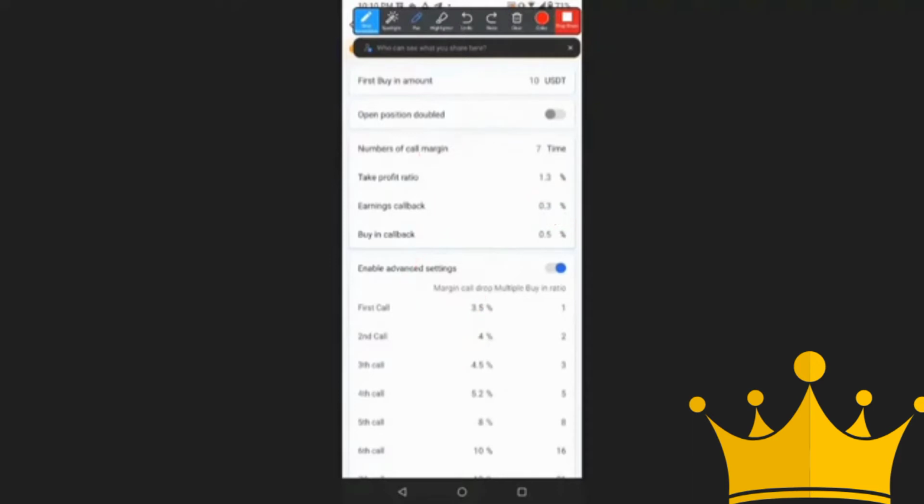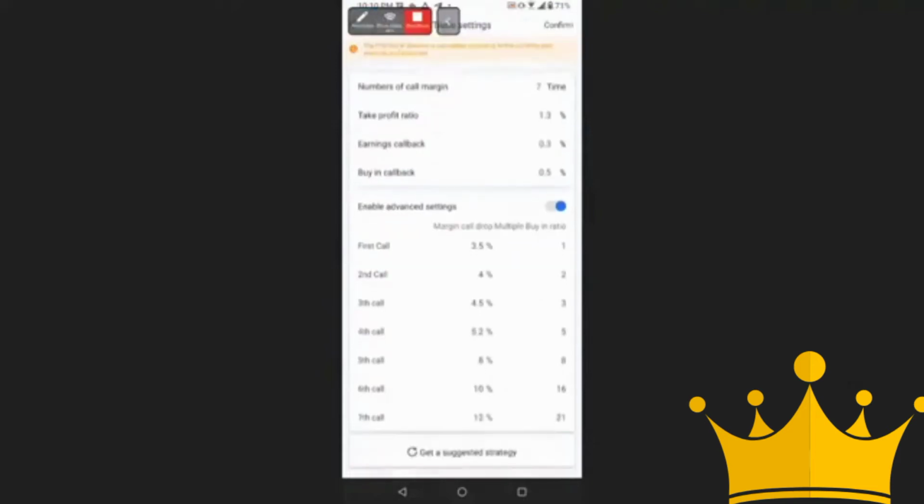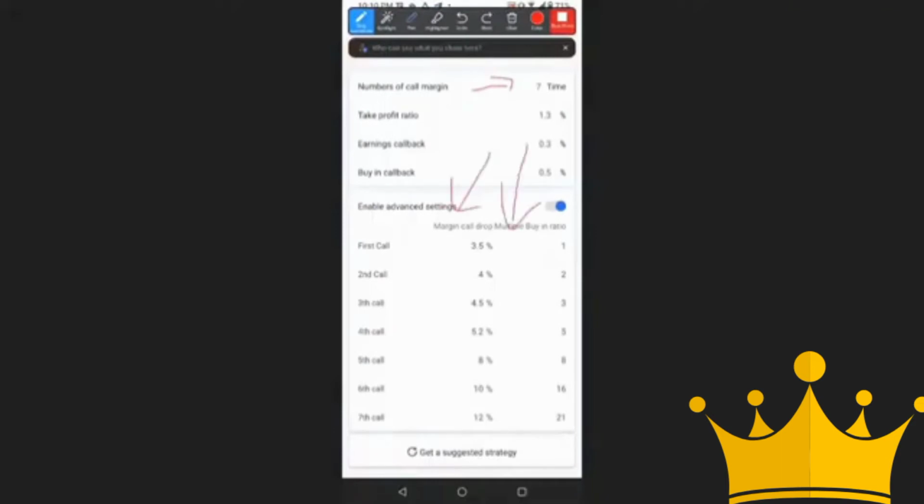Okay, so this is basically what's called trailing take profit, guys. Now let's talk about this one: the 7 times what number of calls, margin call. The 7 times of margin call that we see here is actually this one below here.